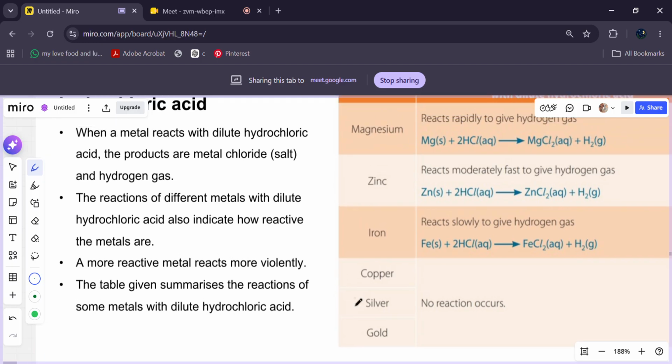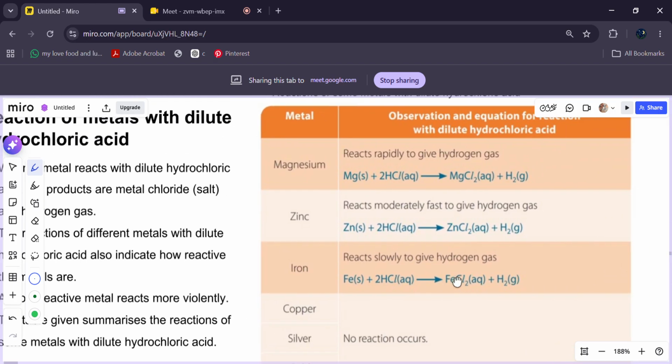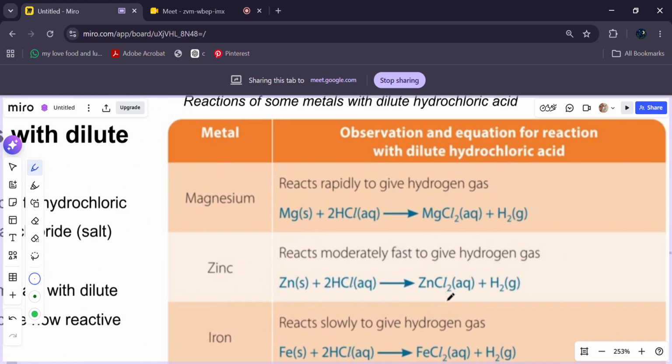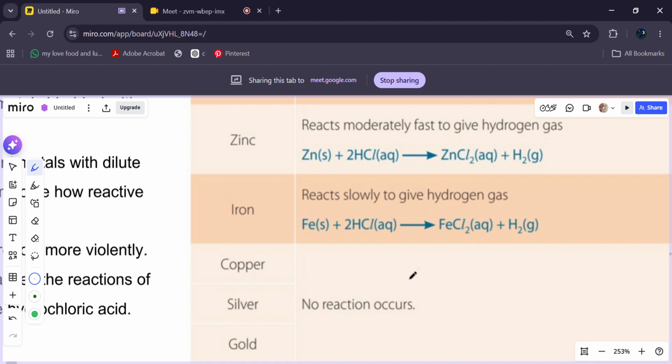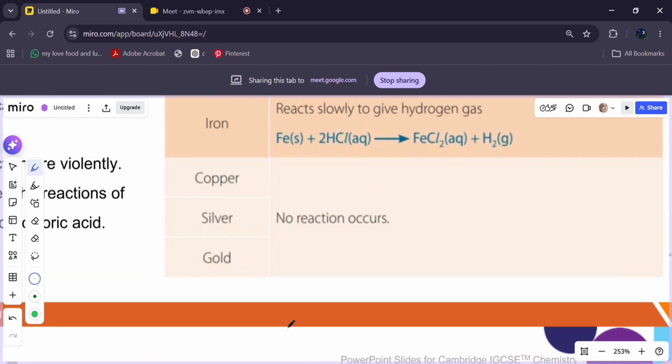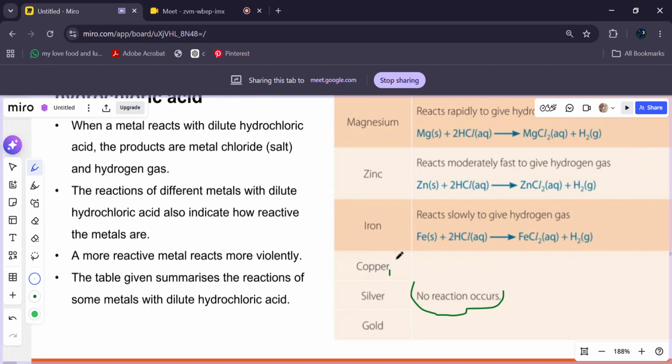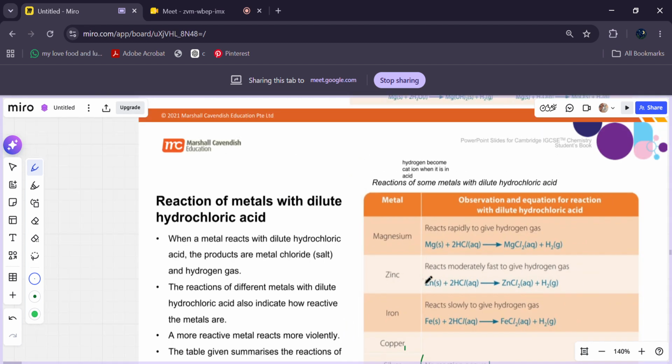So here's a table that summarizes some of the metals with dilute hydrochloric acid. Magnesium reacts rapidly to give hydrogen gas. Zinc reacts moderately to fast to give hydrogen gas. Iron reacts slowly to give hydrogen gas, while copper, silver, and gold do not react with hydrochloric acid at all. So when we recall the position of hydrogen in the reactivity series, metals above hydrogen in the reactivity series react with hydrochloric acid to produce hydrogen gas.